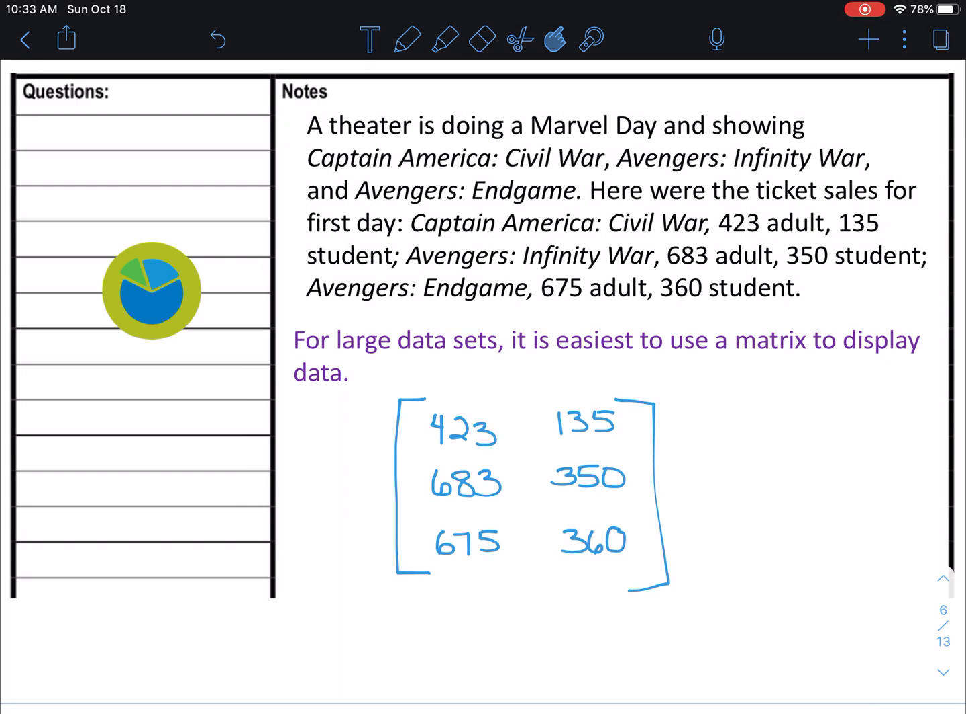So here we can arrange this into a matrix to represent some of these things. So that first line, this is Civil War, this is Infinity War, and this is Endgame. Okay, and then this here is the adult, and this is the student column. So that's how we can use that to start to display some of these. And obviously, if you are a business, you're going to have many more columns and rows in there.